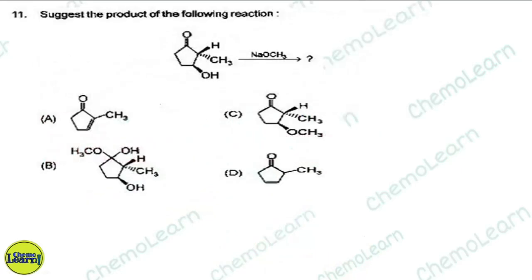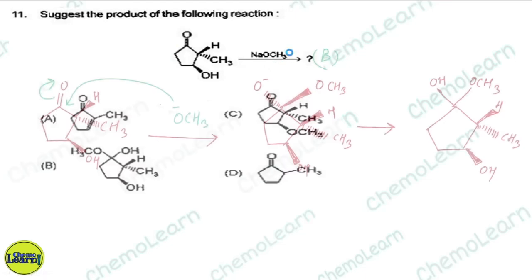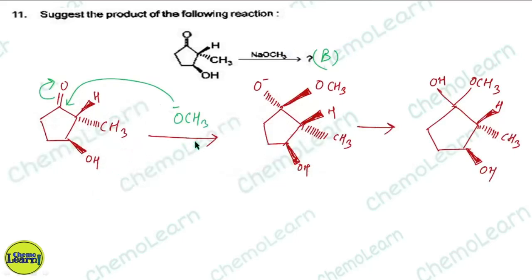Next one is suggest the product of the following reaction. We are given with this reactant and reagent NaOCH3. Okay, sodium methoxide. So, see, from sodium methoxide, methoxide ion will attack this carbonyl carbon and we have O minus ion, then it will extract one hydrogen atom and form this product. So, option B will be the correct one.